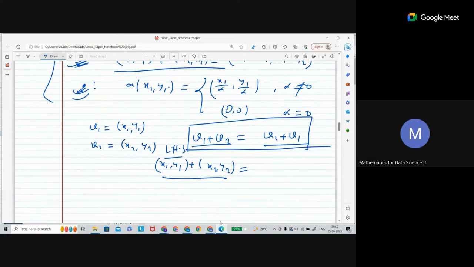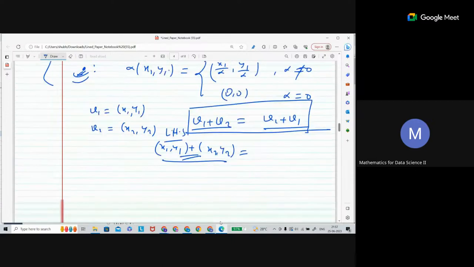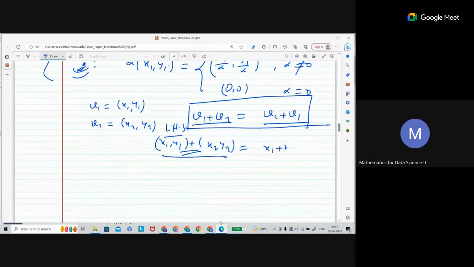Okay. So take the left hand side. How is the operation defined? Go with the same operation, the coordinate-wise operation that is given. I am just doing y1 plus y1. Okay, so this is the way I reach there. So you can write the same thing this way.